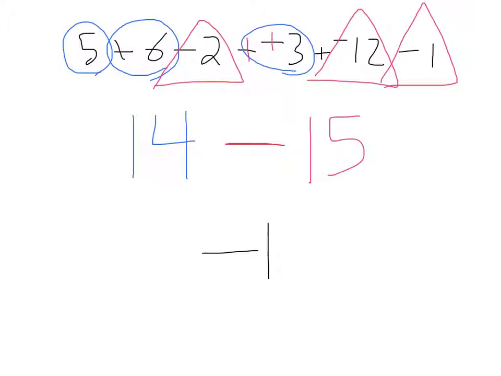But you could do it from left to right: 5 plus 6, and then 11 minus 2 is 9, and then 9 plus 3 is 12, and then 12 minus 12 is 0, and then 0 minus 1 is negative 1. But to me, collecting all the positives, adding them all up at once, and then collecting all the negatives and adding them all up at once, and then just doing subtraction once, to me, that's easier.